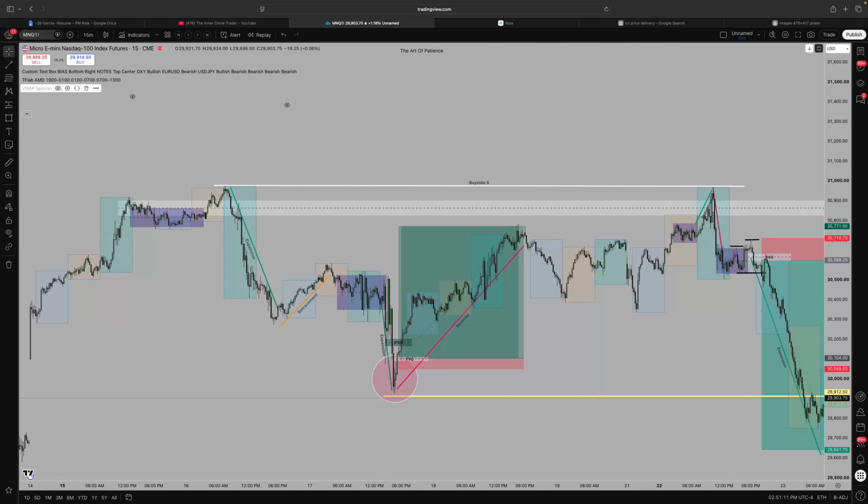AMD indicator. Where's that? And that's just to identify the different sessions, the accumulation, manipulation, distribution. But I use it to identify the different sessions throughout the day. Let me put it back on. There you go.